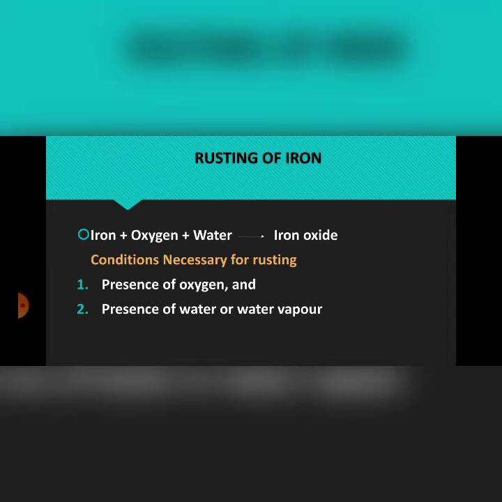So, conditions necessary for rusting are presence of oxygen and presence of water or water vapor. Oxygen and water vapor both are components of air. So, whenever iron comes in contact with oxygen and moisture, which is always present in the atmosphere, it gets rusted by forming a new substance, that is iron oxide, on the surface. So rusting of iron is a chemical change.